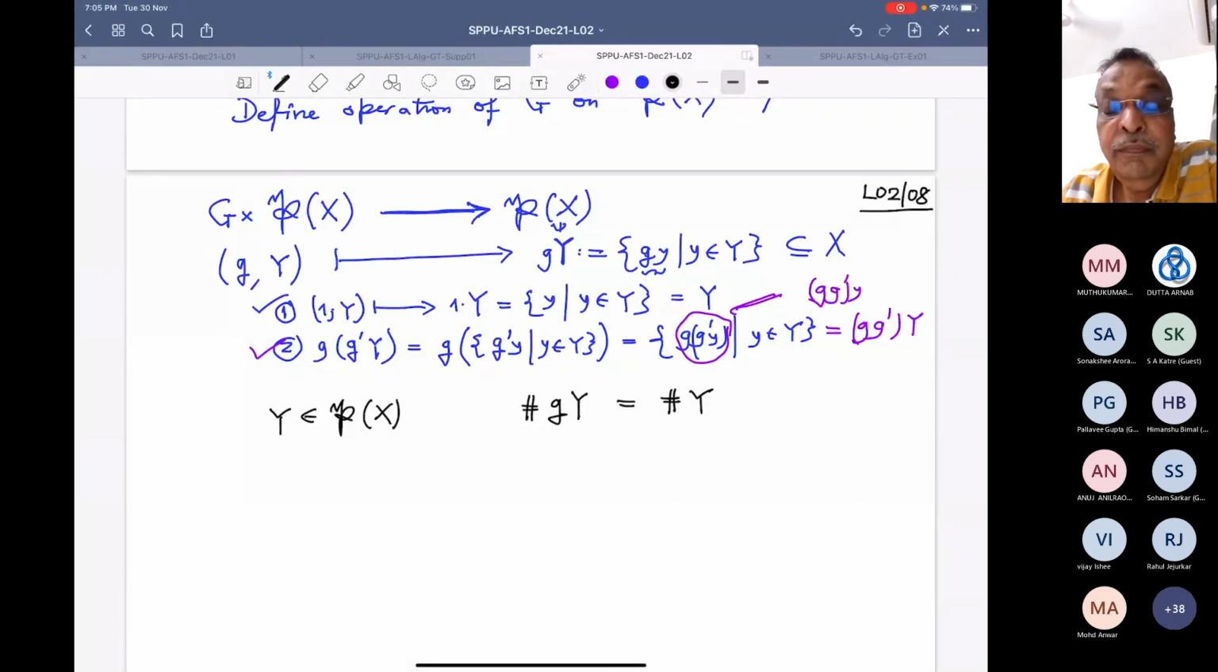Can you tell me the reason? Can anybody tell me the reason? If you don't talk, I will ask by name. Let us assume X is a finite set. Then, because G is just translating the elements of Y, any two distinct elements stay distinct. You are correct. Don't leave it halfway.